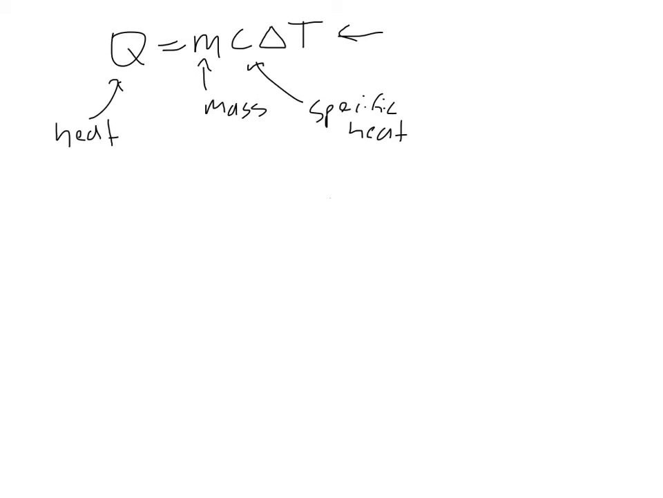That's the final temperature, TF, minus the initial temperature, TI, which is the change in temperature. It's final minus initial. So temperature final minus temperature initial is the same thing as the change in temperature. Delta means change.